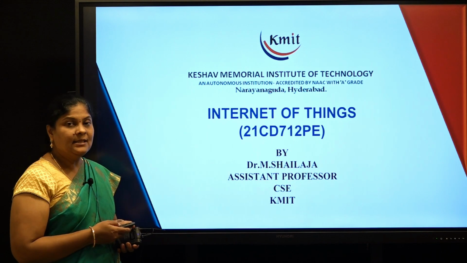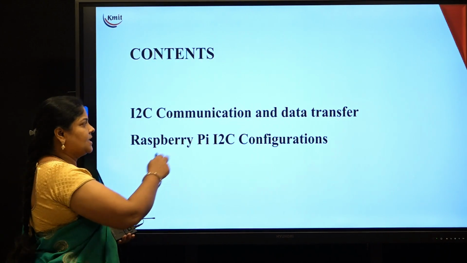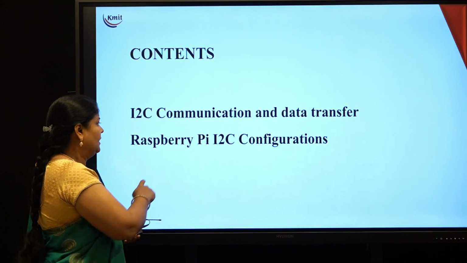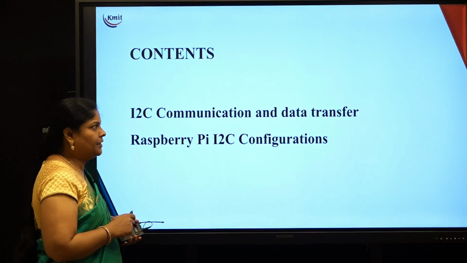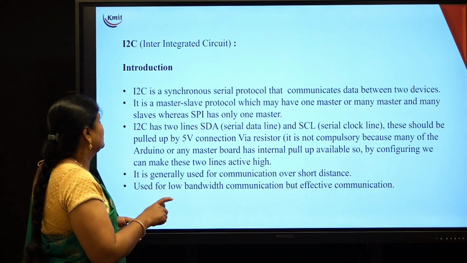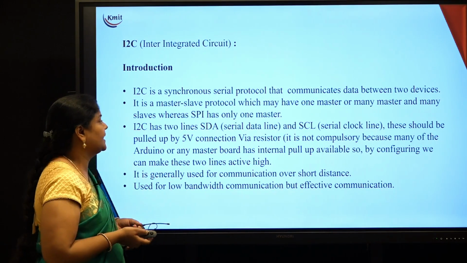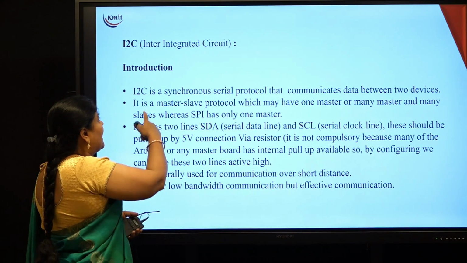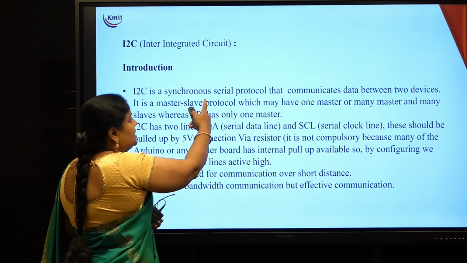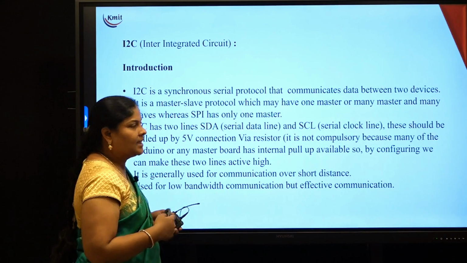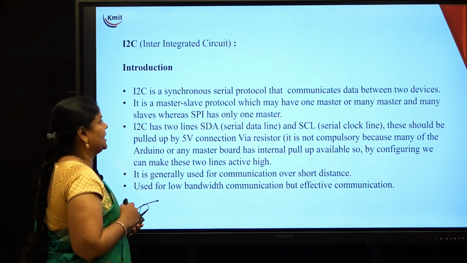So next serial communication is I2C communication and data transfer, and you will also see how to configure Raspberry Pi for I2C serial communication. So first, the abbreviation of I2C is inter-integrated circuit. The basics of I2C is that it is a synchronous serial protocol that communicates between two devices. So it is a synchronized serial protocol.